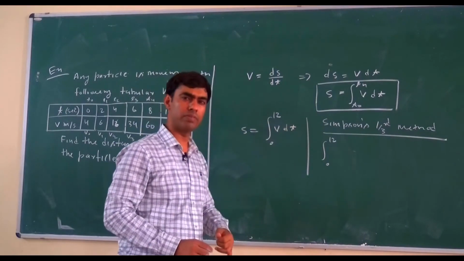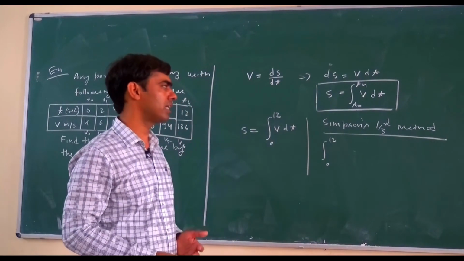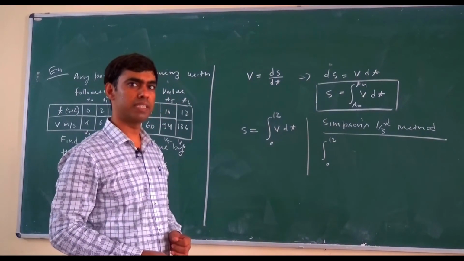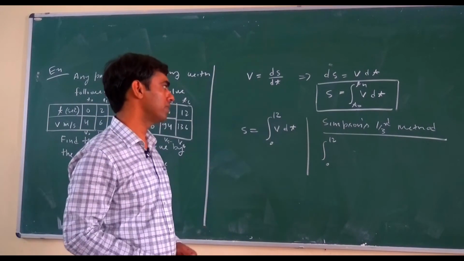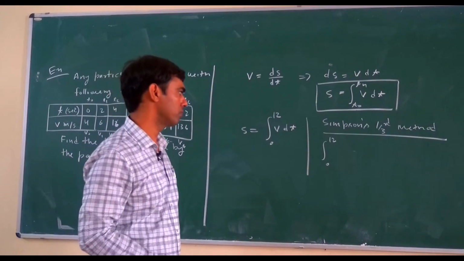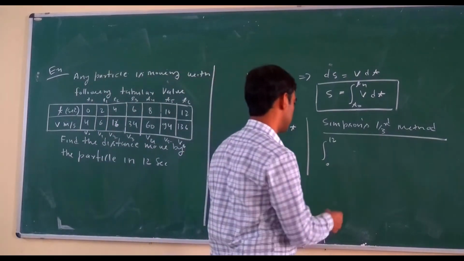So we are able to apply Simpson 1/3. We are also able to apply the Simpson 3/8 method, because there are 6 parts. Also we are able to apply the trapezoidal rule. But here we apply the Simpson 1/3 method.